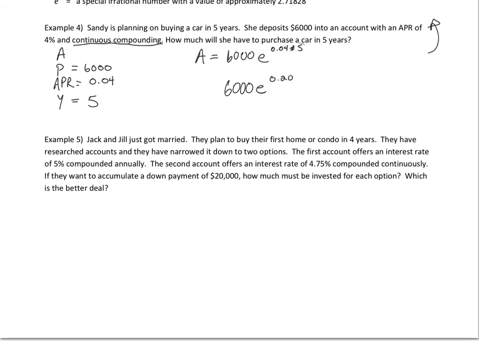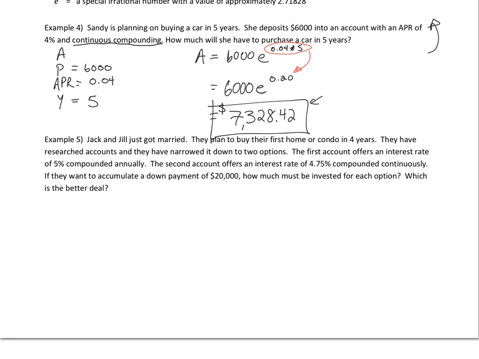You want to multiply these things together and then just plink it into a calculator to figure out what that is, because I don't know how to raise E to any power except for 1, because E to the first power is just 2.71. But if you plink it into a calculator, she will have $7,328.42 saved for a car. So how much interest did she earn?